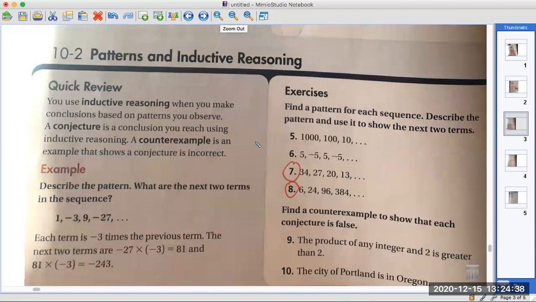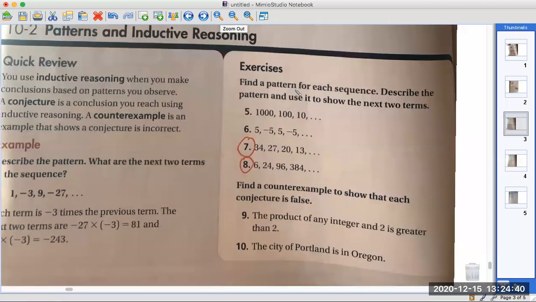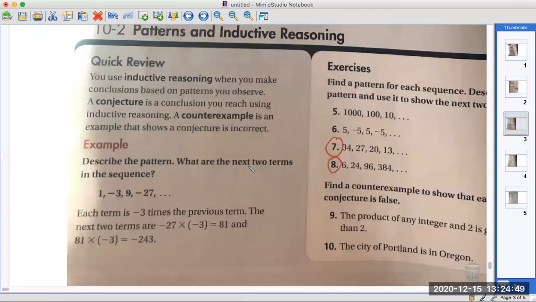10.2, which is where we looked for patterns. Find a pattern, right? Describe the pattern and use it to show the next two terms. So you're going to do number 7 and 8. And here it gives you an example. Use inductive reasoning when you make conclusions based on patterns you observe. A conjecture is a conclusion you reach using inductive reasoning.